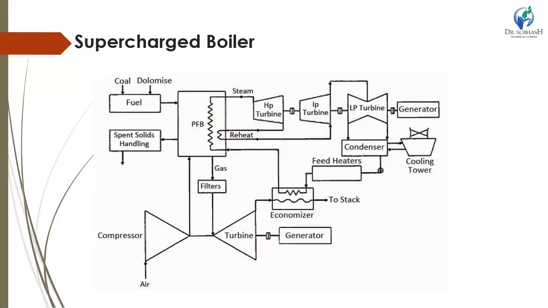There are some advantages of supercharged boilers. Due to the high overall heat transfer coefficient, the heat transfer surface required is only about 25 to 30% of the heat transfer surface of a conventional boiler, which results in saving of material cost. Rapid start of the boiler is possible. A boiler with 150 tons per hour generating capacity can be started in only half an hour.